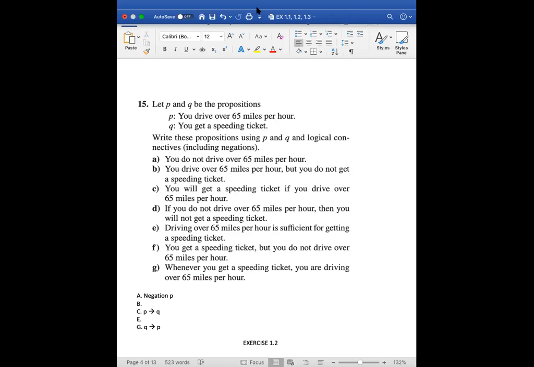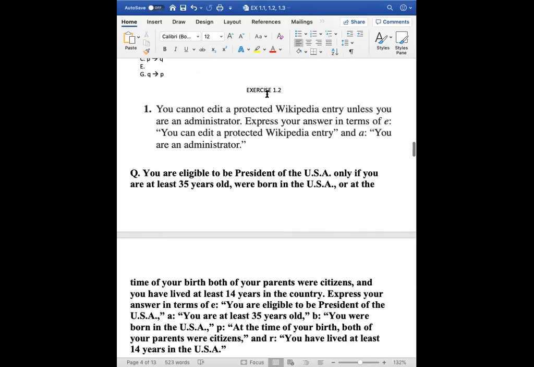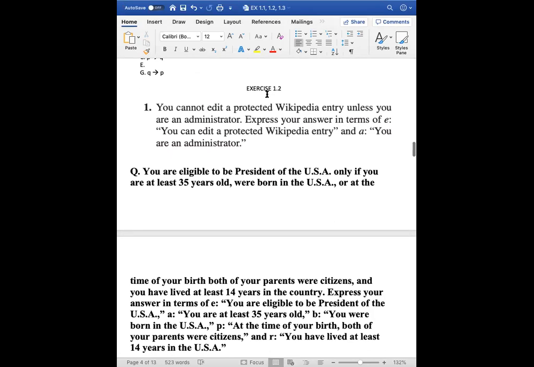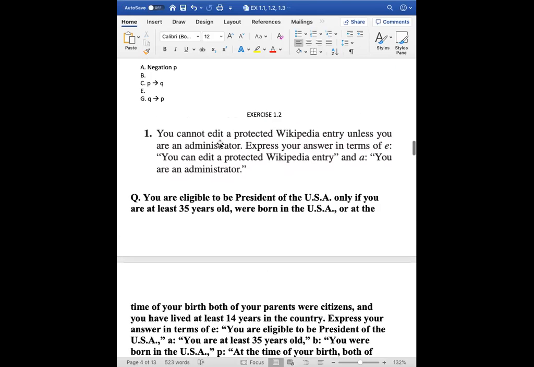Any other questions for this exercise? All right, if no questions, we can move on to the next exercise, which is exercise 1.2.